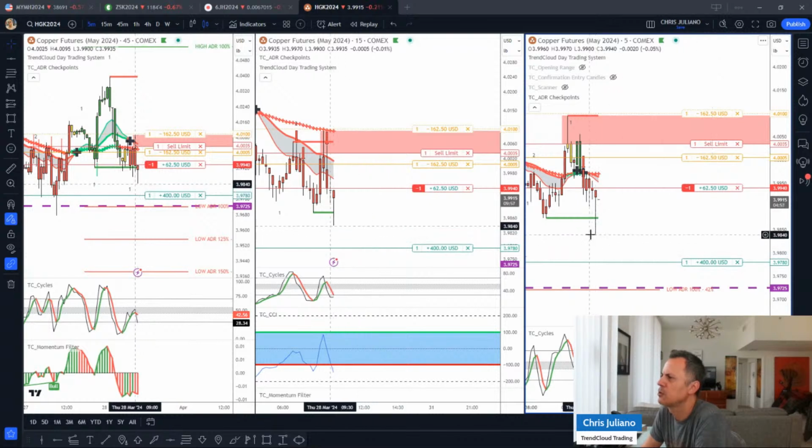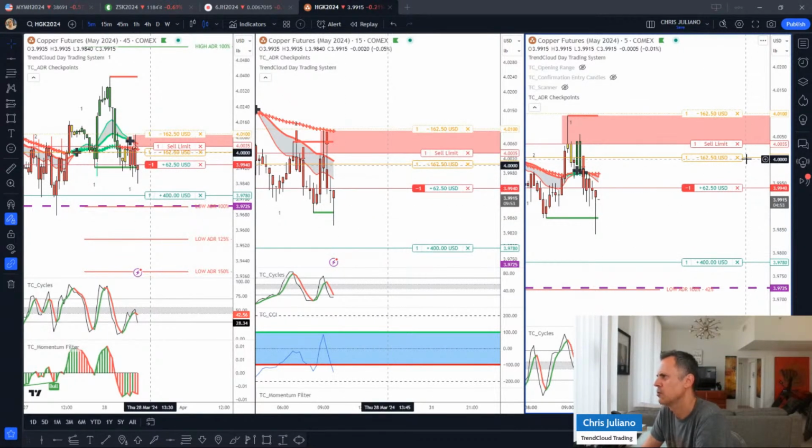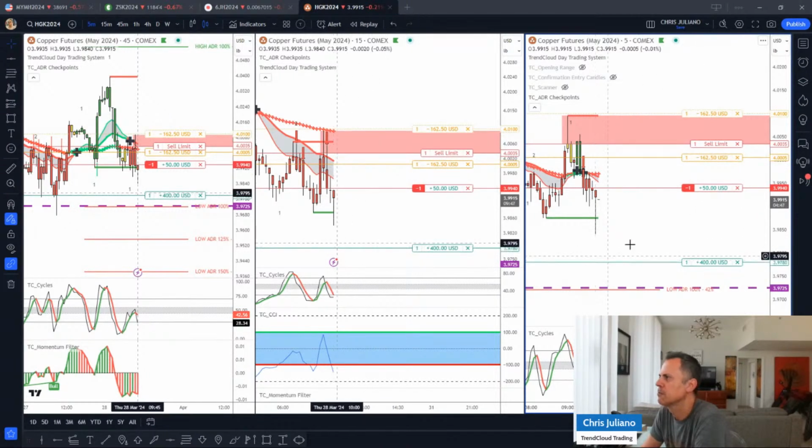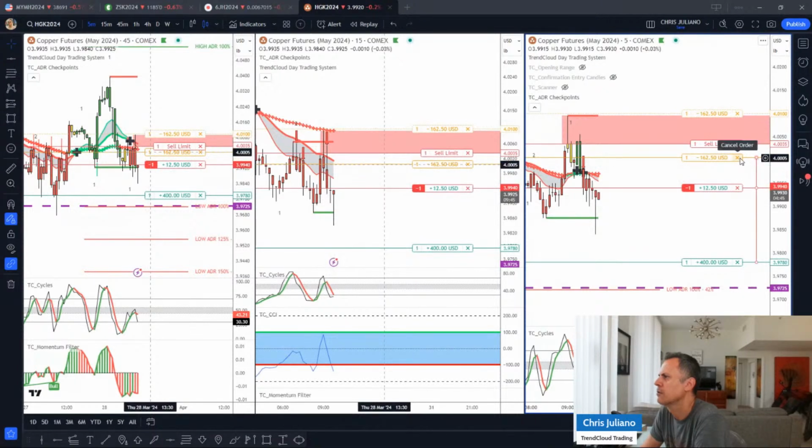All right, that's a very bullish candle that was just formed. That's a very bullish candle. So, what are you going to do? What are you going to do?